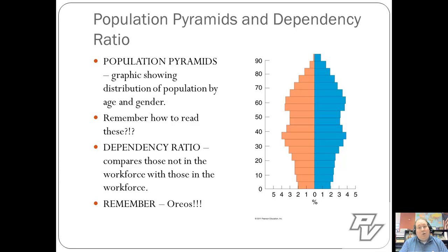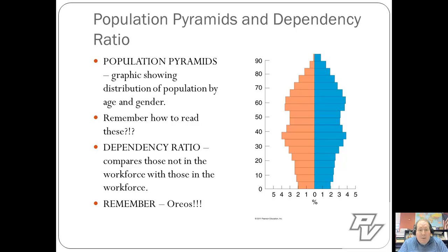But the closer to a cylinder it is, the more of a stage 3 or 4 country it will be. And then, like the one you see off to the right here, when you have an increasing, almost like a vase shape, it's more of a stage 5 country. The population pyramid you see to your right now is actually for a stage 5 country.